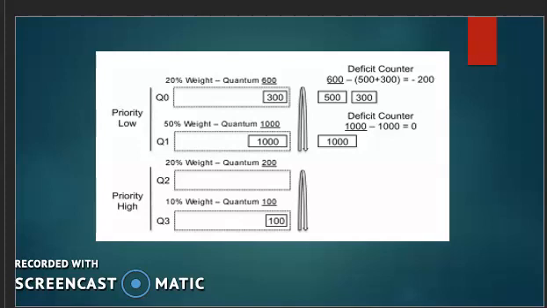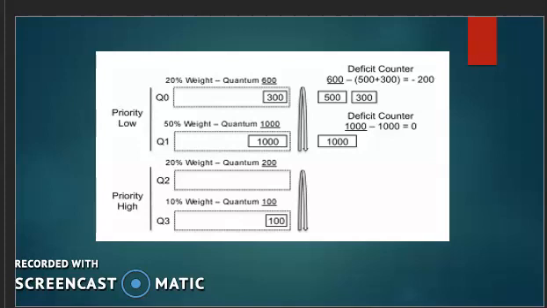Now it goes to Q0, the next queue, because it has the weight of 20%. This queue has a quantum of 600 and has packets of 500 and 300. These two packets will be transmitted, but the deficit counter would have a negative value: minus 200.